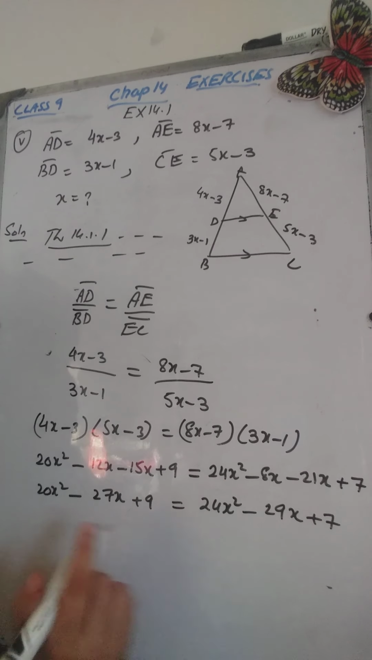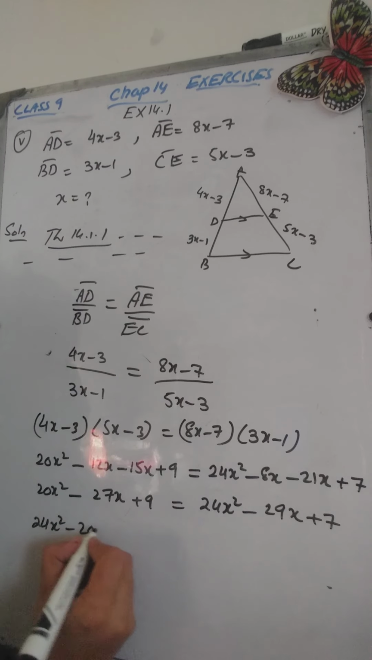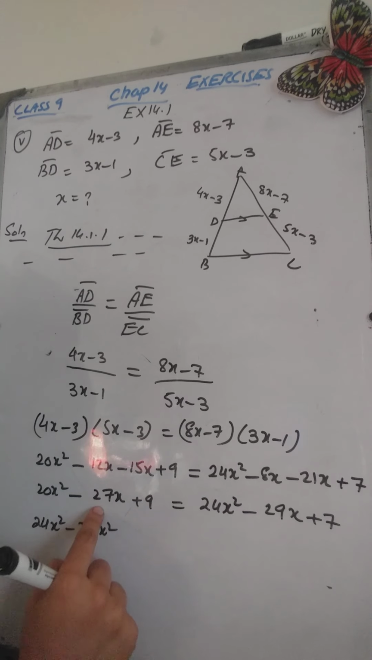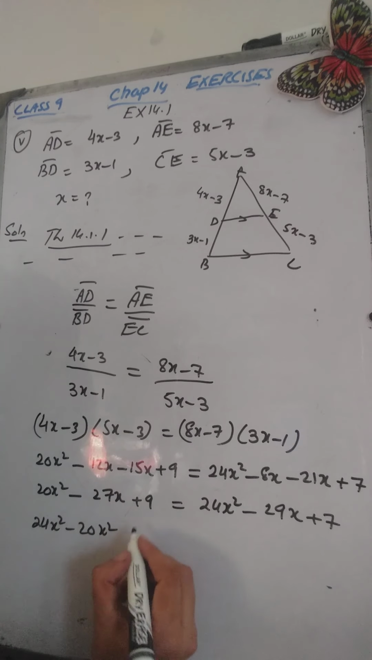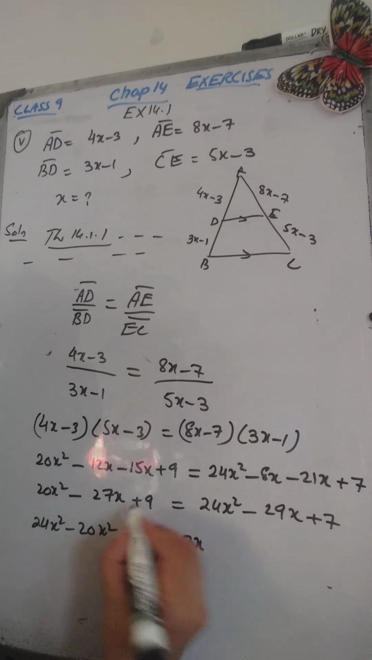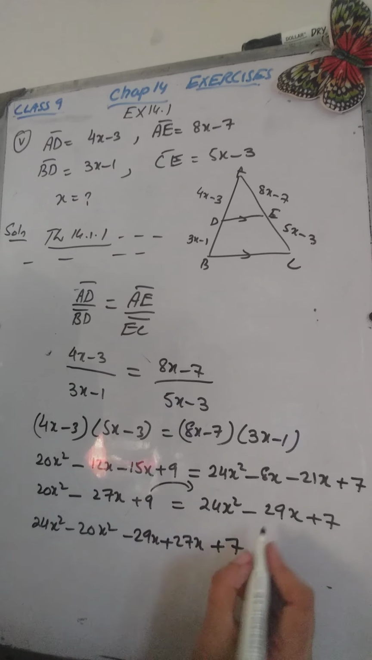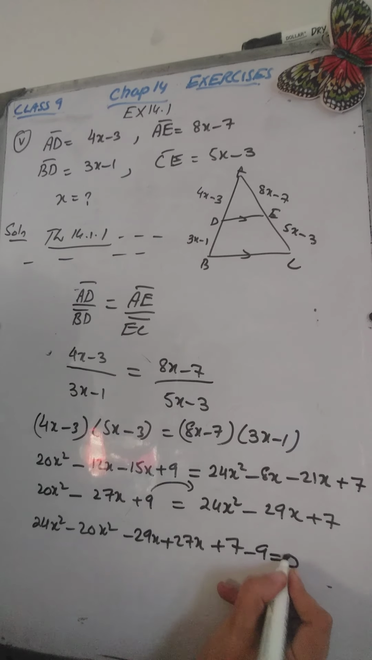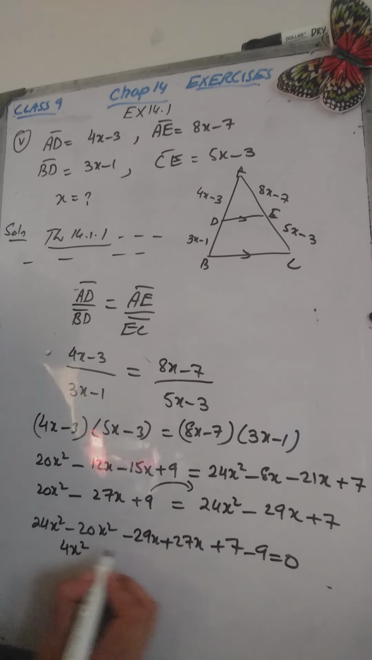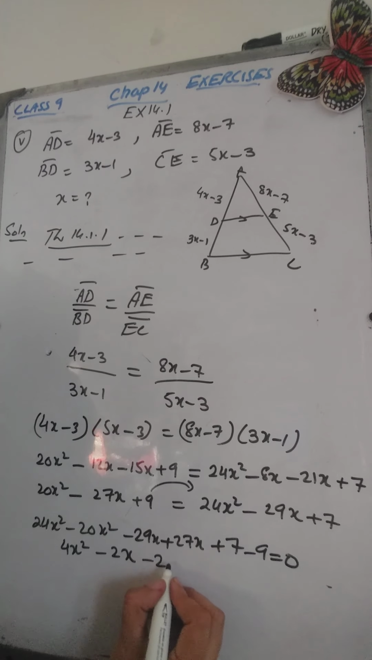Now shifting all these to the right hand side, we are going to get 24x square minus 20x square, and adding the like terms, negative 29x, 27x is shifted to the right hand side, it will become plus 27x. So negative 29x plus 27x plus 7, and shifting 9 to the right hand side, we are going to get negative 9 equals to 0. And this is going to be 24 minus 20, which is 4x square. 29 minus 27, this is going to be negative 2x, and this is going to be equal to negative 2.